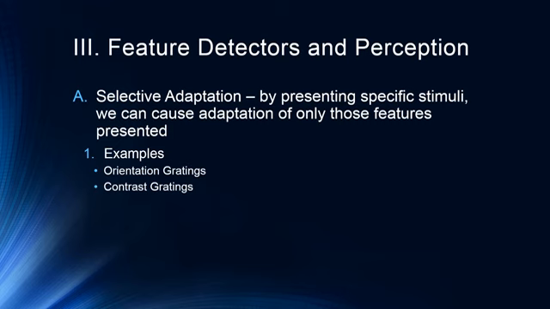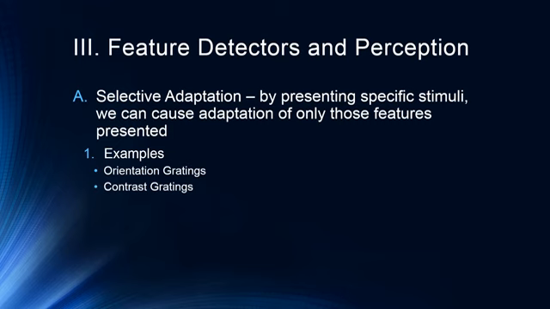One of the ways we can do this is through selective adaptation. By presenting specific stimuli, we can cause adaptation of only those features, and then we can see what our perception is after that. If you remember, one of the things we've talked about is that our visual system will adapt out, and we'll talk in more detail about this in our color vision section. If you look at a specific stimulus for long enough, your visual system will stop responding in the same way. And then when you look away from it, you'll actually see the opposite pattern. So if you stare at a yellow light, for example, and you look away, you'll see blue.